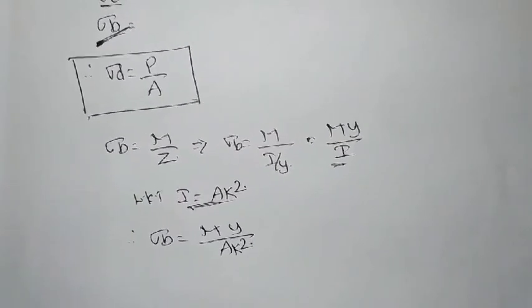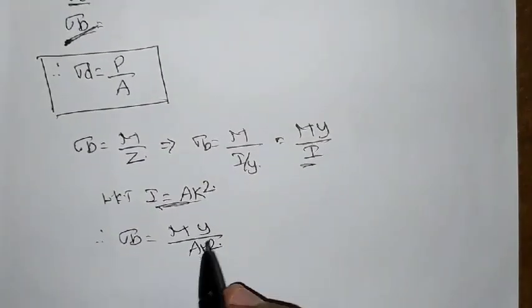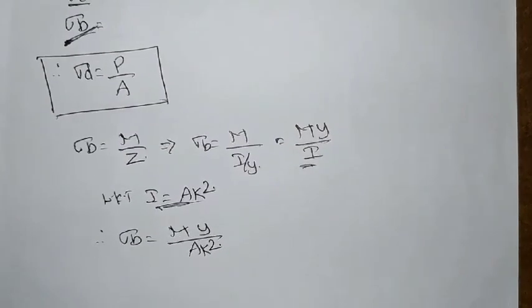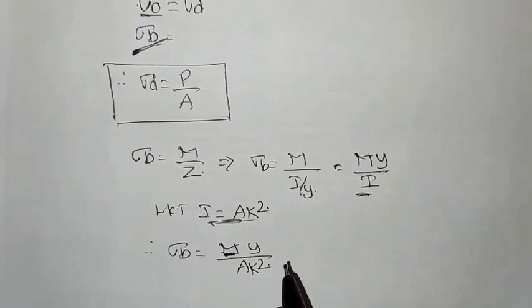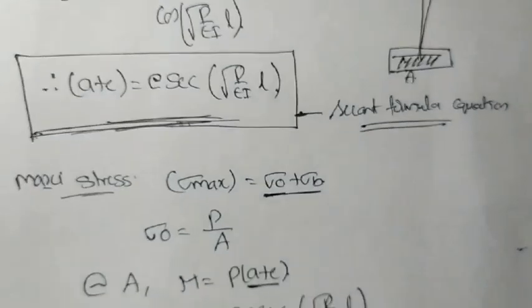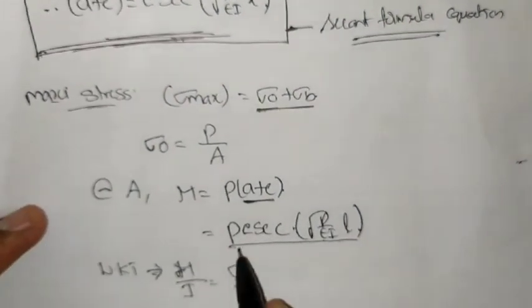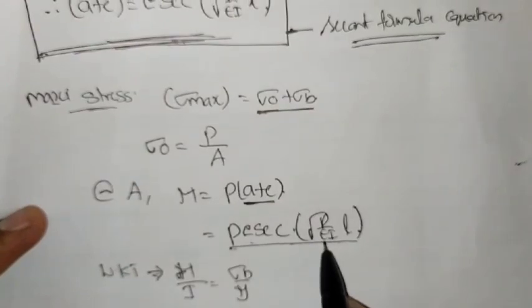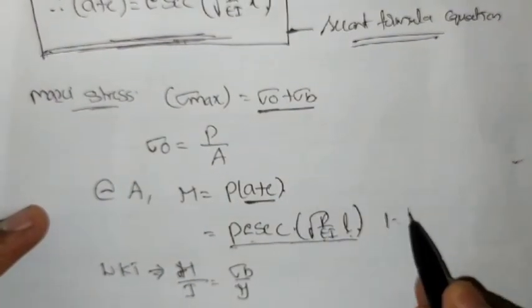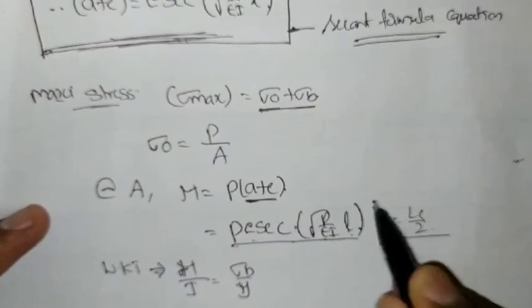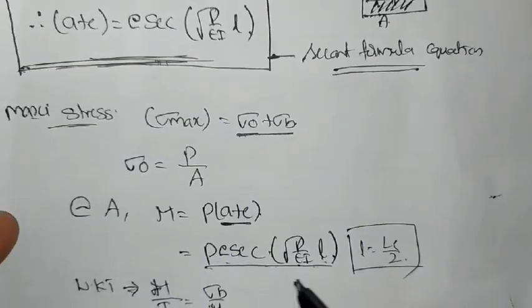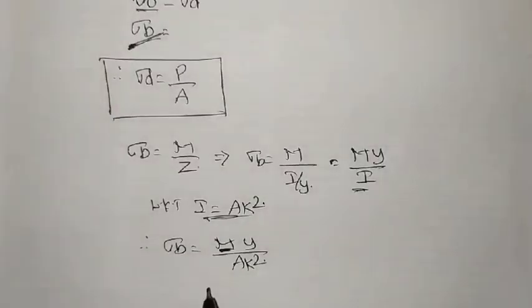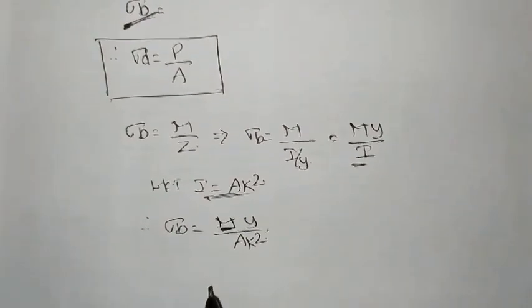Now we have to find the distance of the neutral axis. Here the value of M we have found from the previous derivation. The value of M is equal to P into e into secant of root of P by EI into L, where L can be written as L a by 2, that is, L is equal to L a by 2. By substituting this M value here, we will get the required bending stresses.